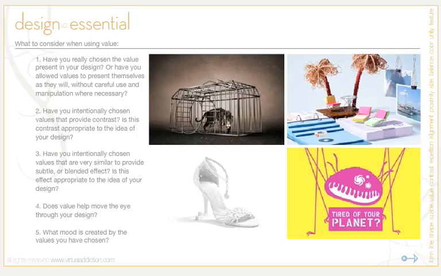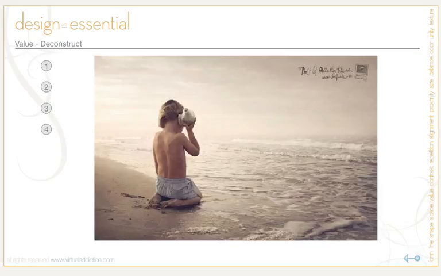So think about these when you're considering value to use in a piece. Let's go ahead and deconstruct a couple of ads and talk about how value is being used. The first example I have is from the Surfrider Foundation, and it has very low contrast. Sometimes that can be boring, but it can also be indicative of harmony or balance of the subjects.